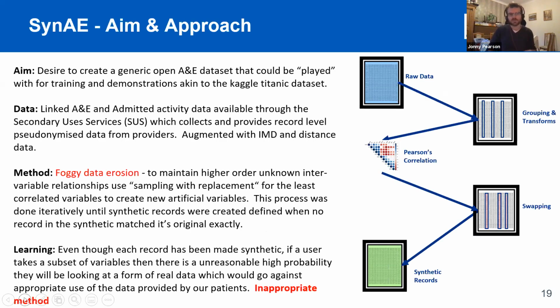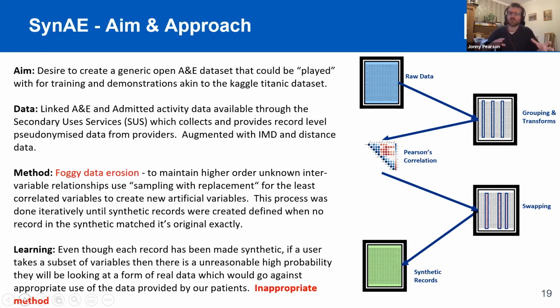So in terms of Syn A&E, the first approach that we did was very naive. We had, as I've said, source data augmented with deprivation data and some distance data, so distance from patient's household to provider. We could then take that, and I've called it foggy data erosion here, but this is essentially an auto-anonymization process, or Pooja called it a perturbation process, where you take your data and go through a series of grouping and transformation to desensitize many of your variables.